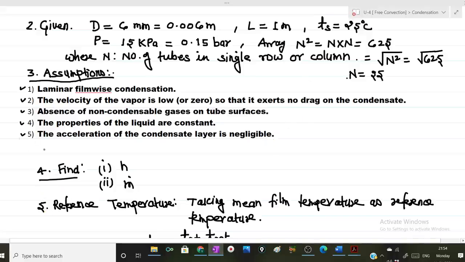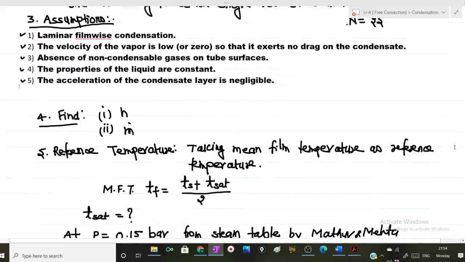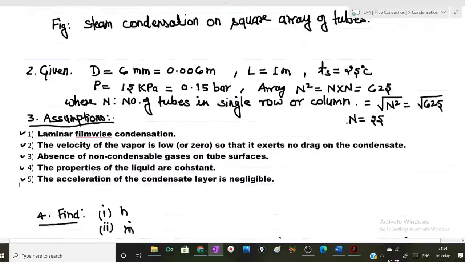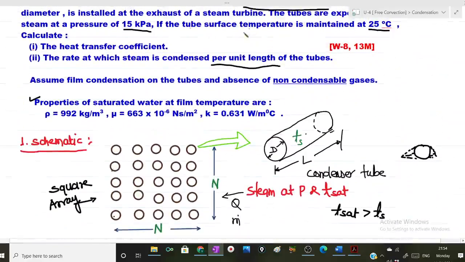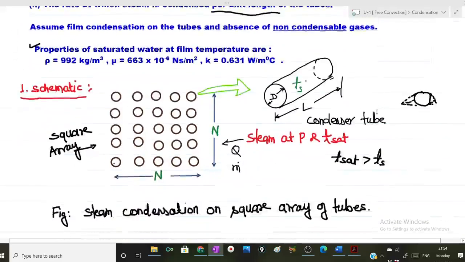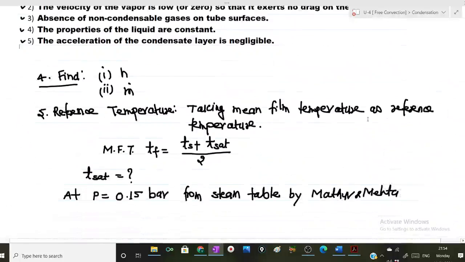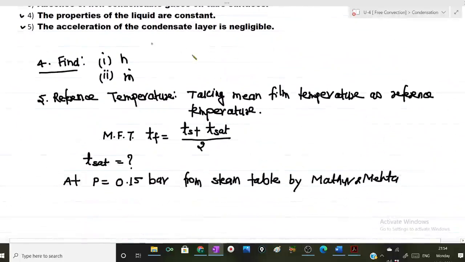Step number 4 is to enlist what is to be found out. So if you refer to the problem statement, it is asking to calculate the convective heat transfer coefficient h and the mass flow rate of condensation per unit length of tube. So in symbolic form, point number 1 is to calculate h and 2 is to calculate the mass flow rate of condensate.